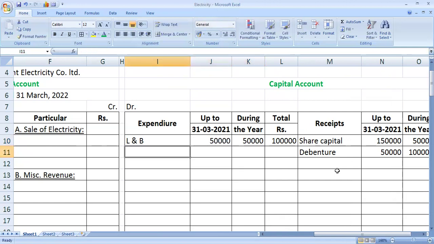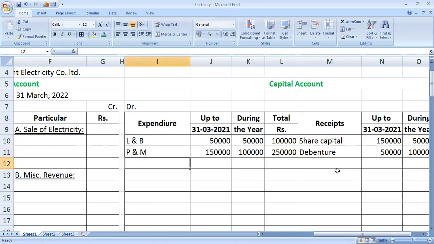Next item, plant and machinery. This asset goes to the capital account, expenditure side. Total amount of the plant and machinery, 2,50,000. During the year, 1 lakh. Remaining balance, 1,50,000.